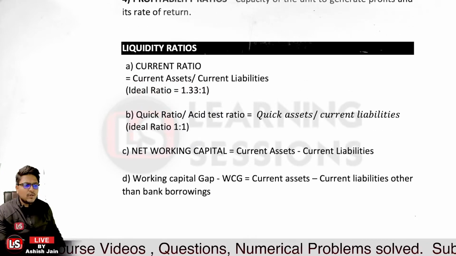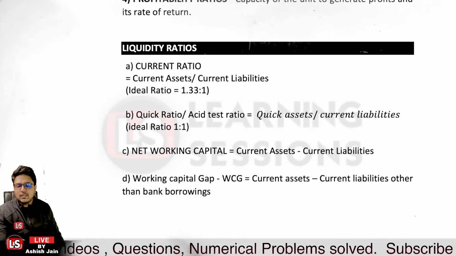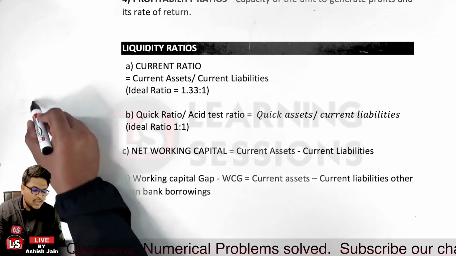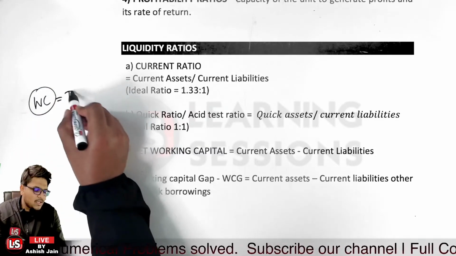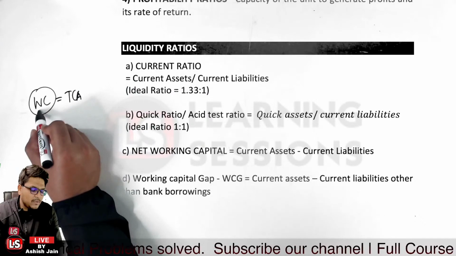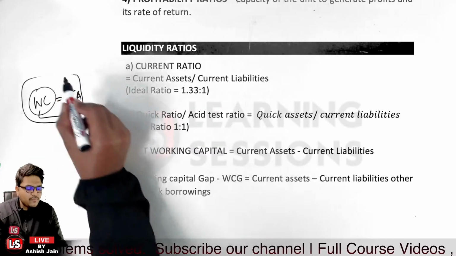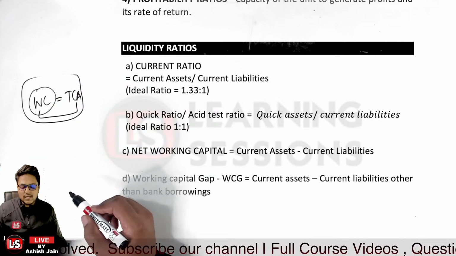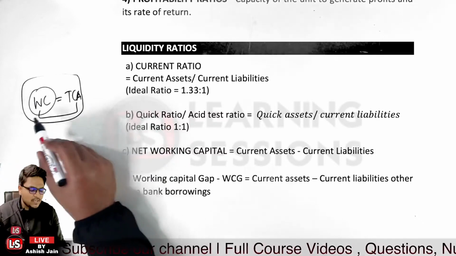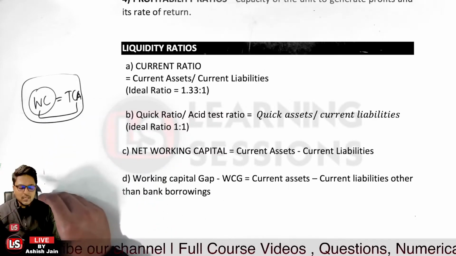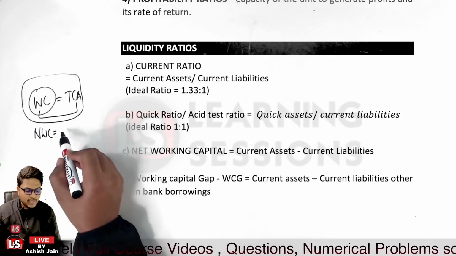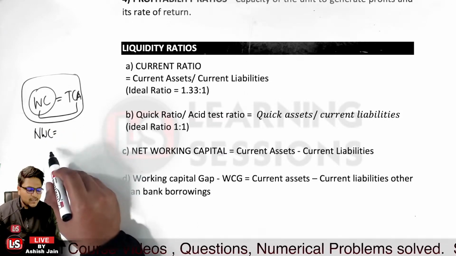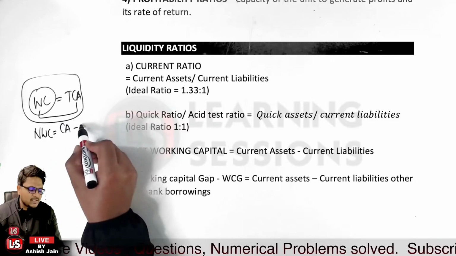And what is working capital? When we simply talk about the working capital, that is basically the total current assets. Working capital is the total amount of the current assets that you are having right now with you. And what is net working capital? After paying off the current liabilities, whatever amount you will be having, that is the net working capital. That is current assets minus current liabilities.